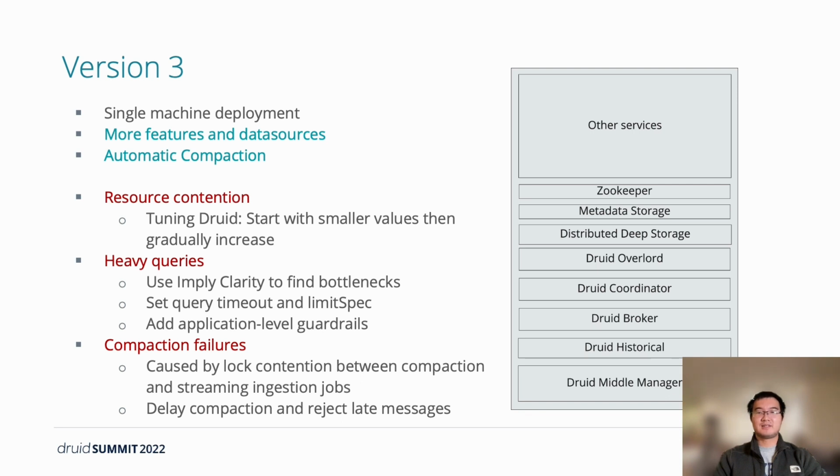Also, we noticed that the compaction jobs were failing. After investigation, we found that it was caused by a lock contention between the compaction and streaming job ingestion, since they were working on the same time interval. To solve this, we delayed the start time for the compaction and added reject late message to the supervisor specs.